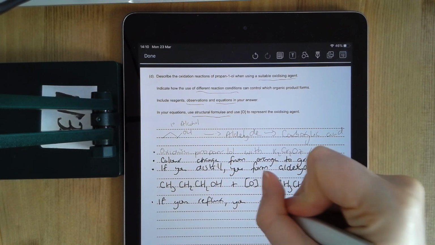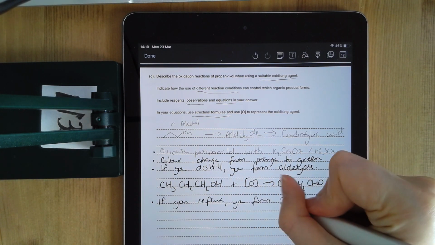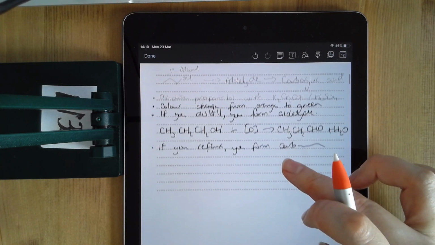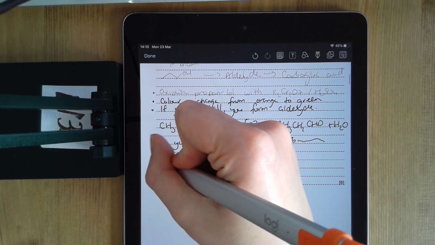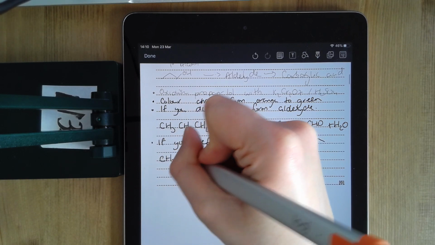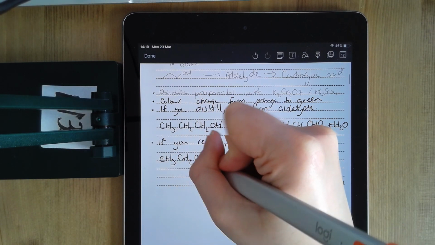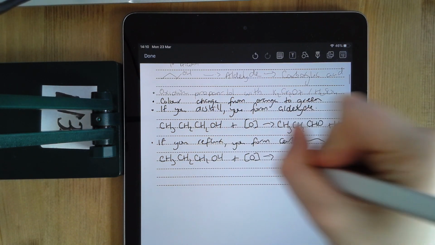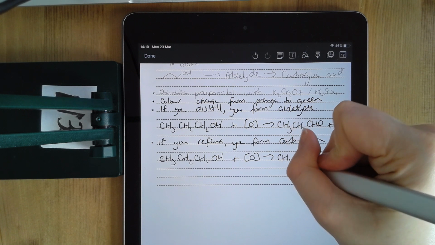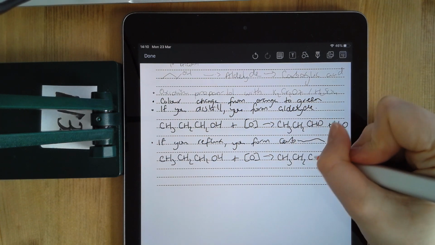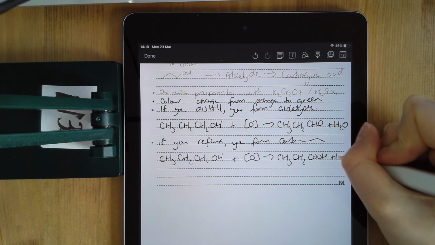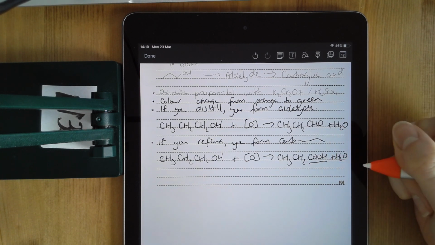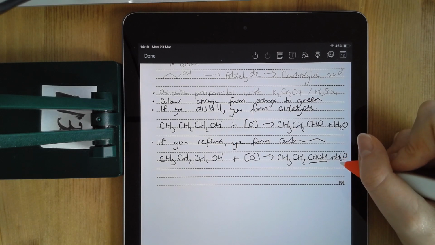you form the carboxylic acid. Underneath, I'm just going to write the equation for that. So I'm starting off with my alcohol again, CH3CH2CH2OH. I'm using my oxidizing agent, which I'm just writing as O in a bracket. And I'm writing my carboxylic acid in structural formula as COOH. Okay, again, you need to include this in your structural formula. Don't forget your water, okay?